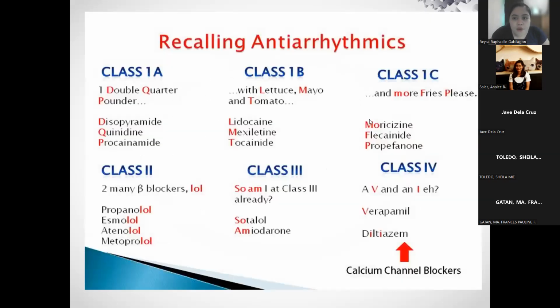Okay, so I hope class you're going to use this one for you to easily remember our antiarrhythmic drugs. So there are drugs na we discussed in each classification na hindi nasali dito. Kaya kagaya nung sinabi ni Patricia na si phenytoin, hindi siya nakasali kasi dito sa ating mnemonics. But phenytoin belongs to class 1B. Okay?